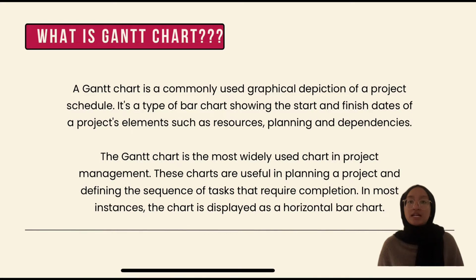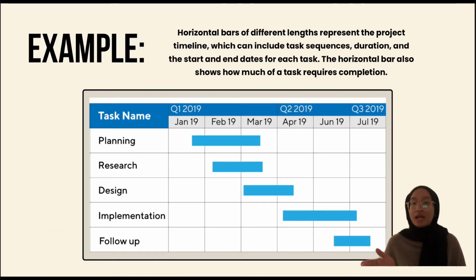These charts are useful in planning a project and defining the sequence of tasks that require completion. In most instances, the chart is displayed as horizontal bar chart. So, this slide shows the example of Gantt chart. Horizontal bars of different lengths represent the project timeline, which can include task sequences, duration, and start and end dates for each task. The horizontal bar also shows how much of a task requires completion.